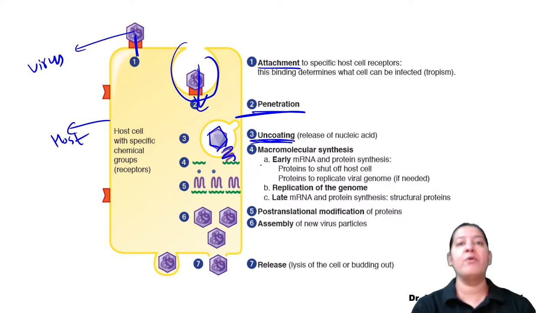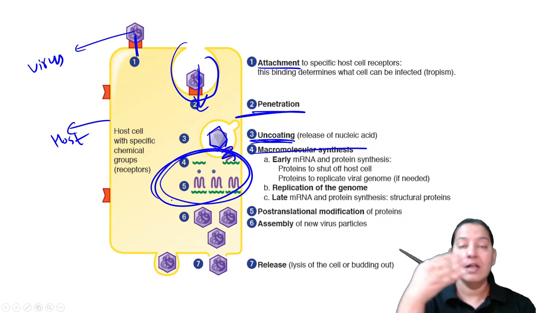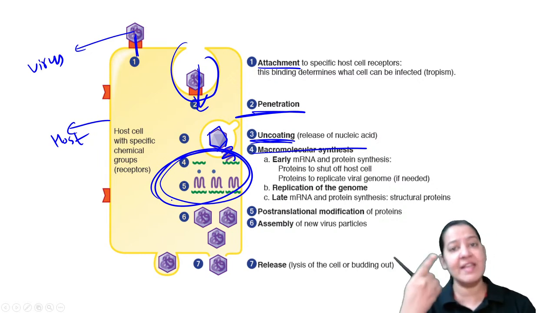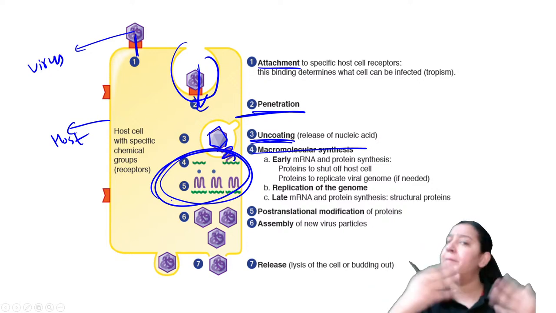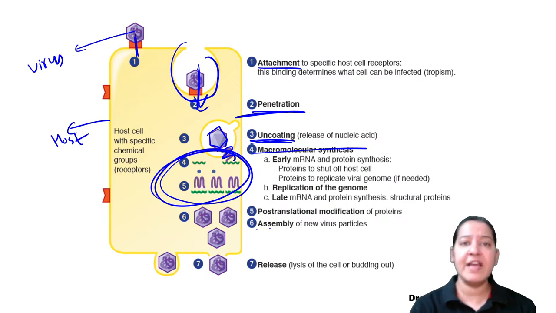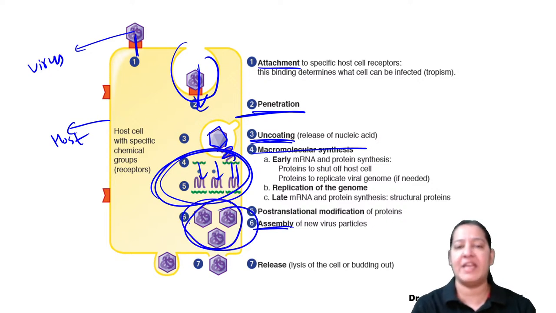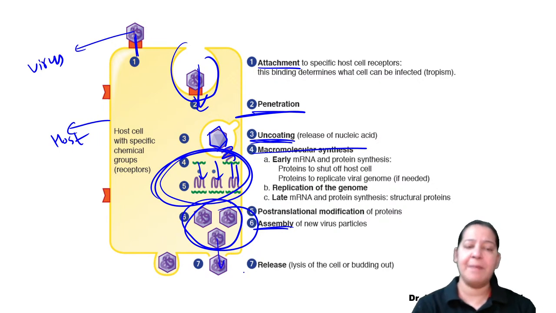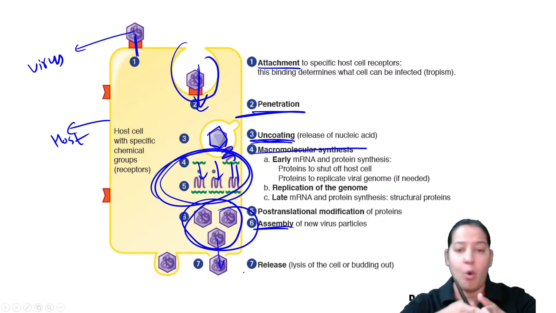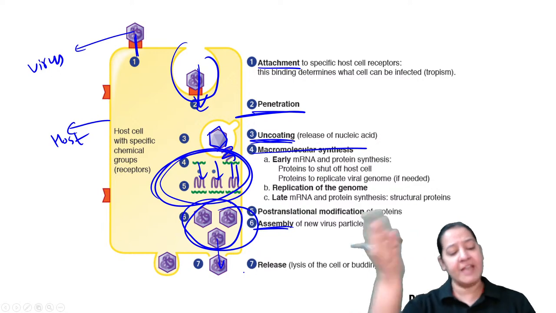After uncoating, the fourth step is biosynthesis. The virus is multiplying. Virus has only 2 things, nucleic acid and capsid. Both are multiplying. Nucleic acid is multiplying, multiple copies are formed, and capsid is also multiplying, multiple copies are formed, right? After that, the fifth step is assembly. Can you see one nucleic acid with one capsid? They bind together and complete viral progeny is formed. That is also known as maturation. And the last step is the release. With the help of budding, the whole cell is bursting and the virus is coming out.